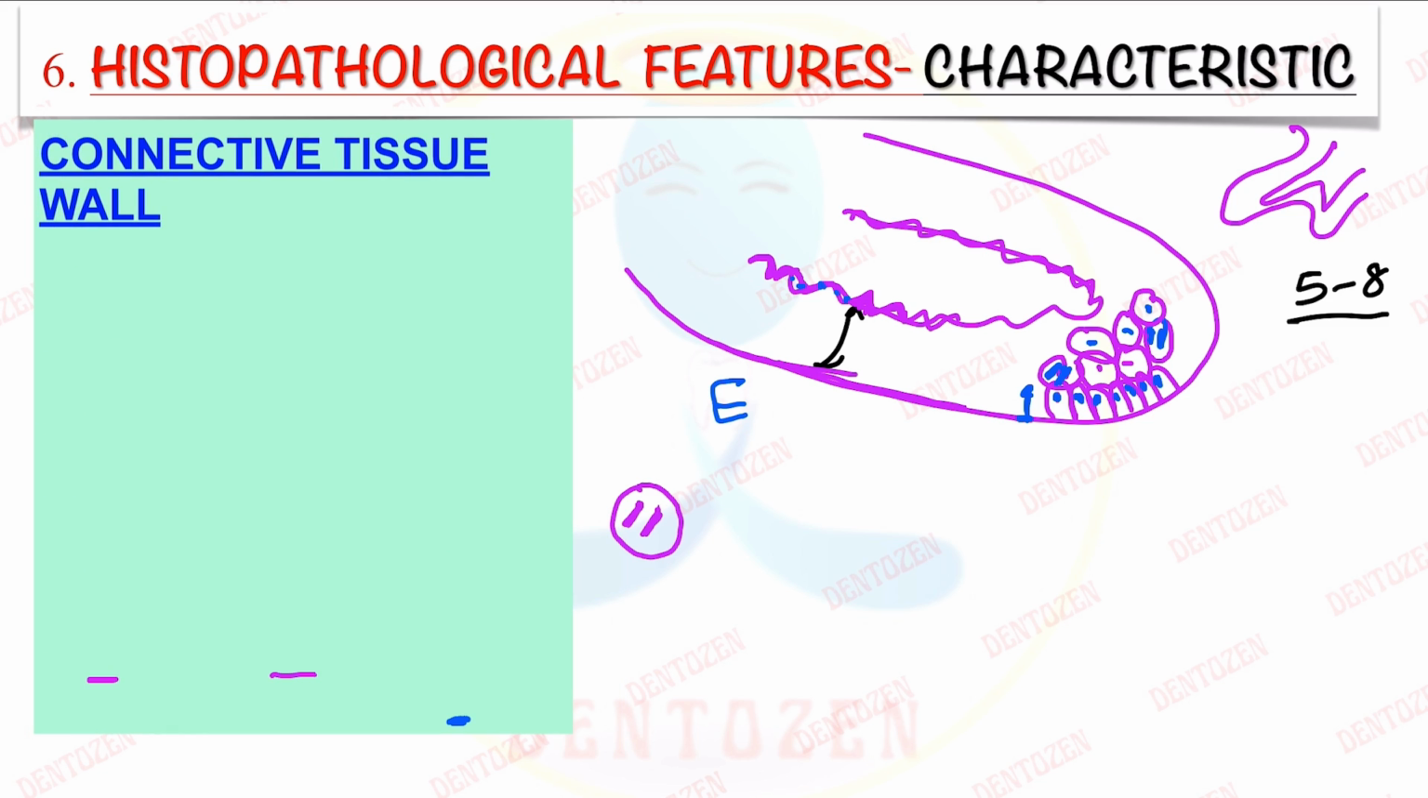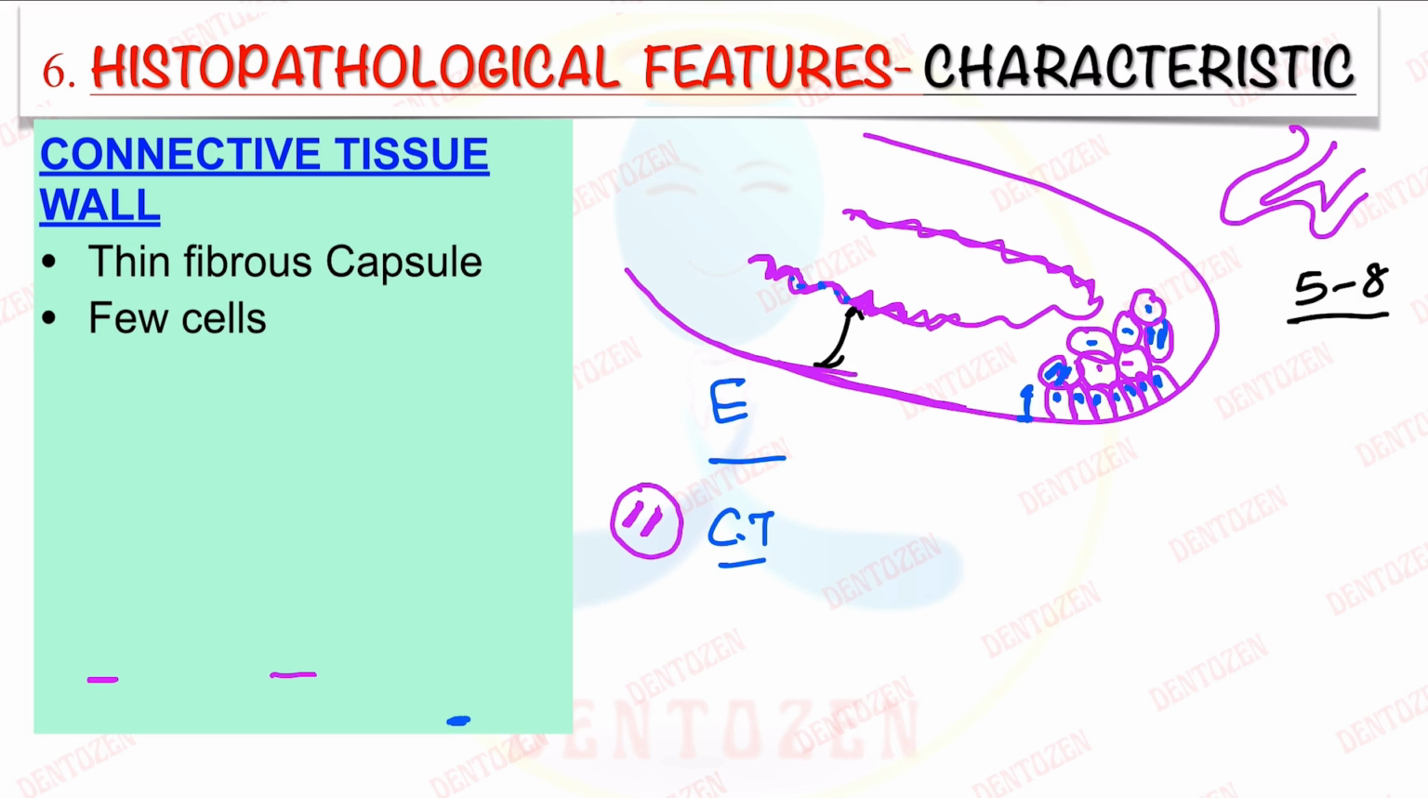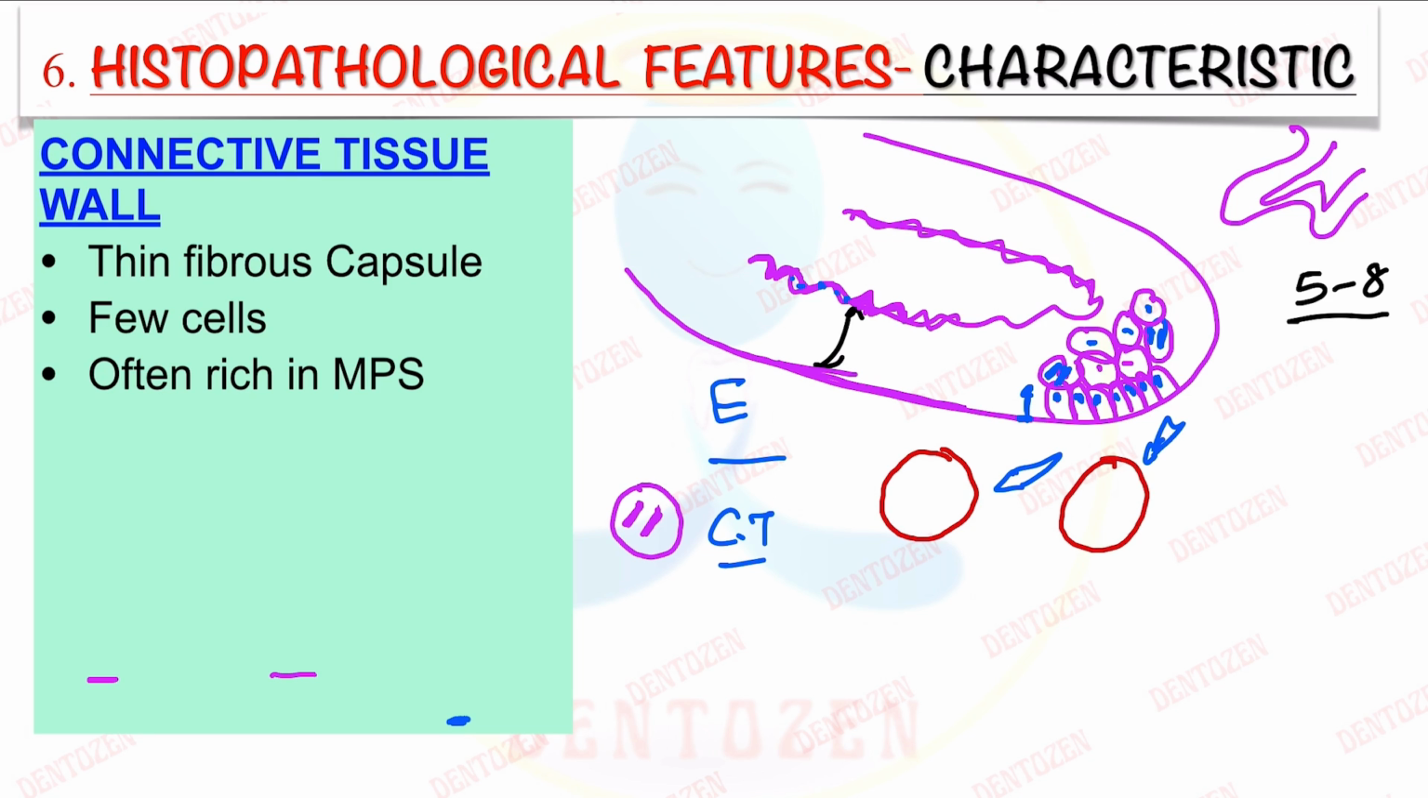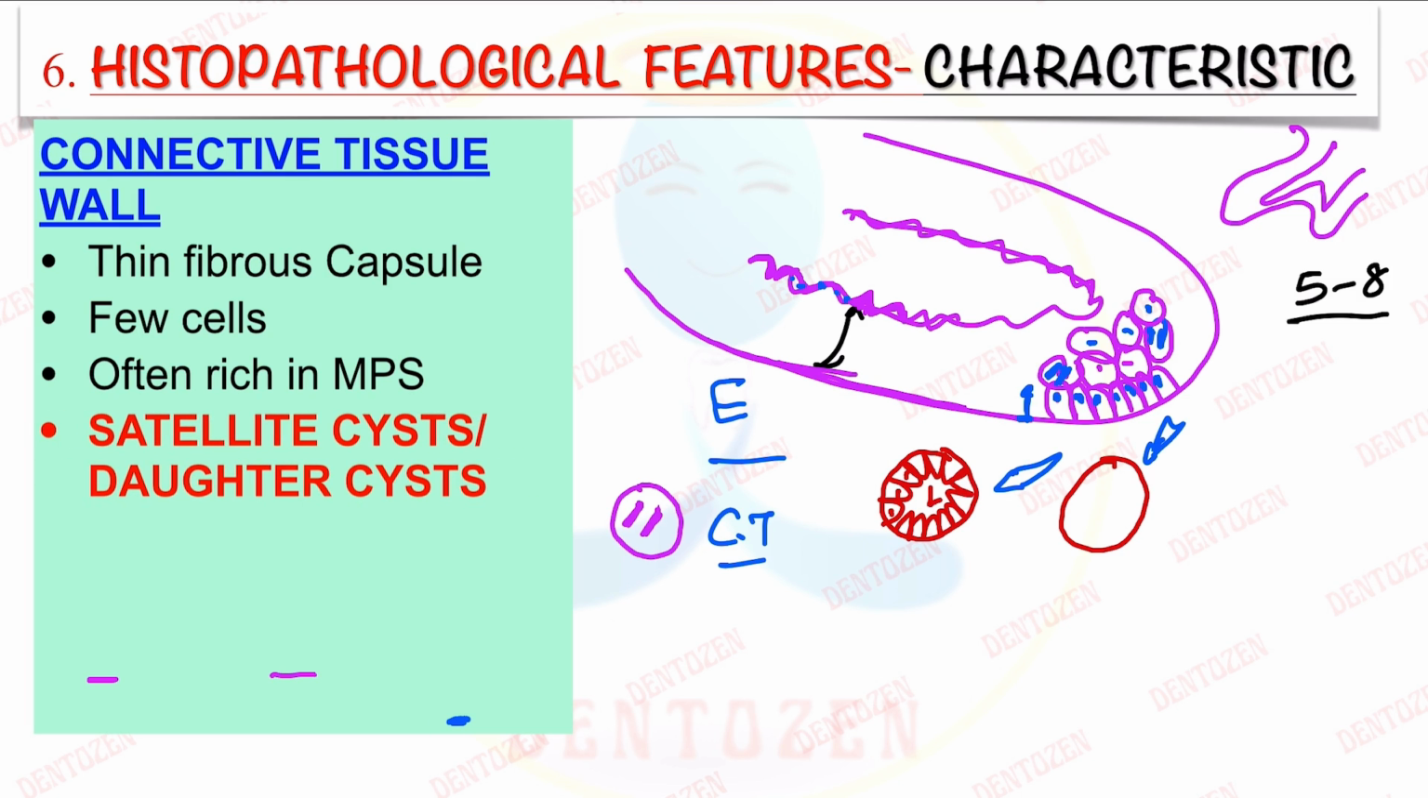Now talking about the connective tissue wall. The connective tissue of OKC is a thin fibrous capsule with few cells interspersed and often rich in mucopolysaccharides. Now there is a very, very important feature in the connective tissue wall that is known as satellite cyst, which are also known as daughter cysts. These cysts resemble the main parent epithelial lining and they have a lumen in the center. So what are these satellite cysts or daughter cysts?